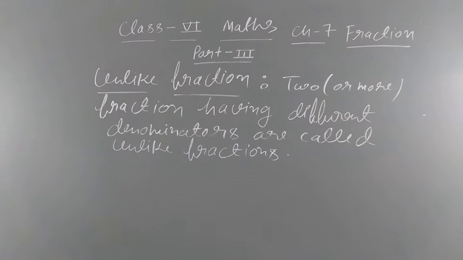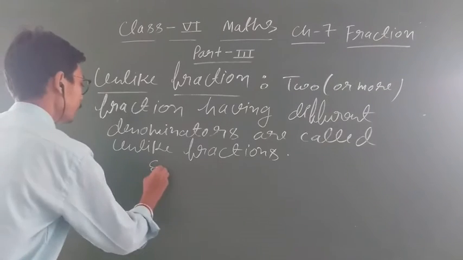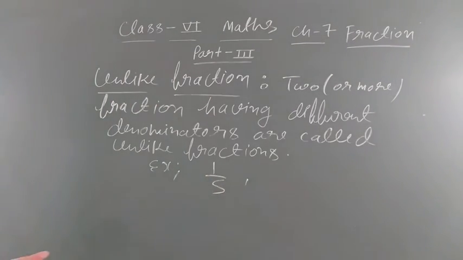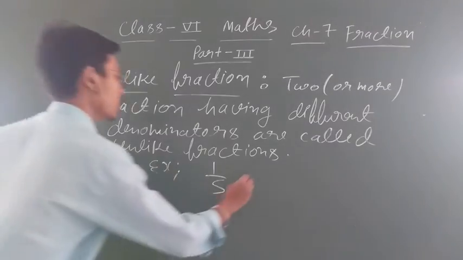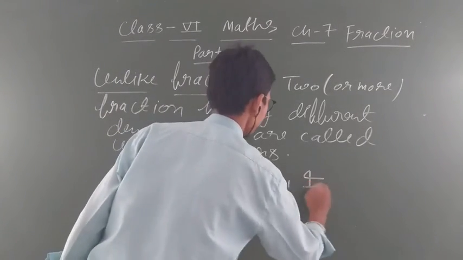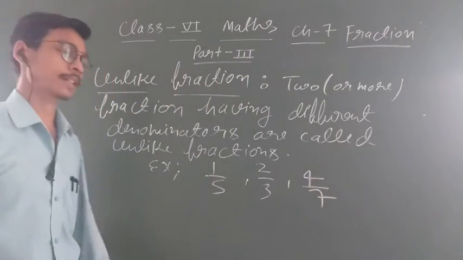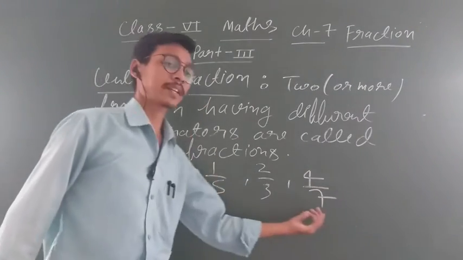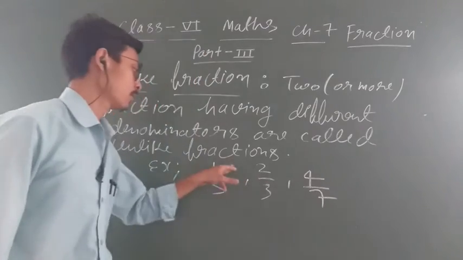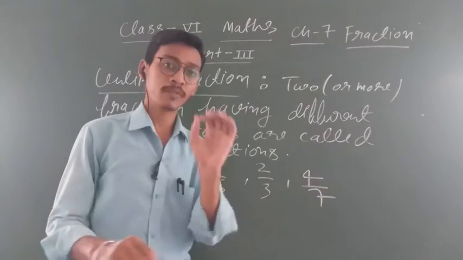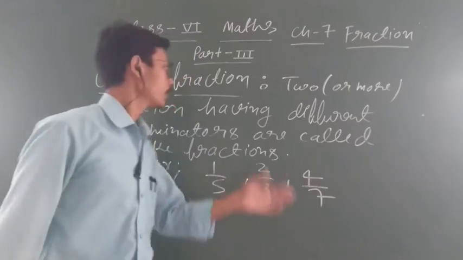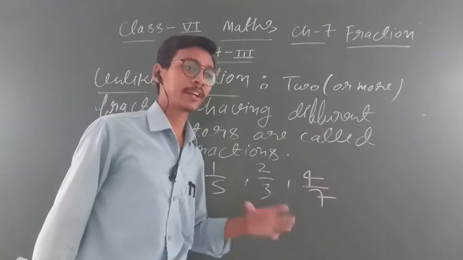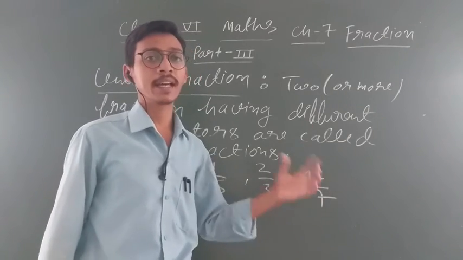What example can you give? For example, 1/5 you can give. This is an example of unlike fraction. And 2/3, 4/7, they all are examples of unlike fractions. If anyone writes these and wants to know what type of fractions they are, what you will see here is 1/5, 2/3, 4/7. If he asks in respect of like and unlike fractions, he will say they are unlike fractions because they have different denominators, and like fractions have the same denominator.